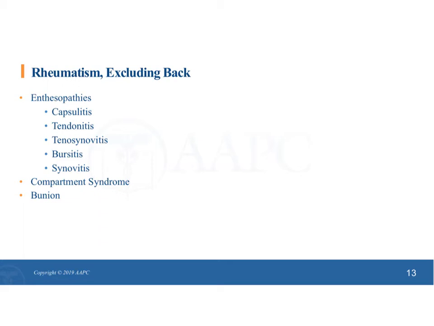A bunion is a localized swelling caused by inflammation of the bursa with resulting fibrosis. Hallux valgus is a deviation of the tip of the great toe towards the outer or lateral side of the foot. Hallux valgus is spelled hallux, valgus.